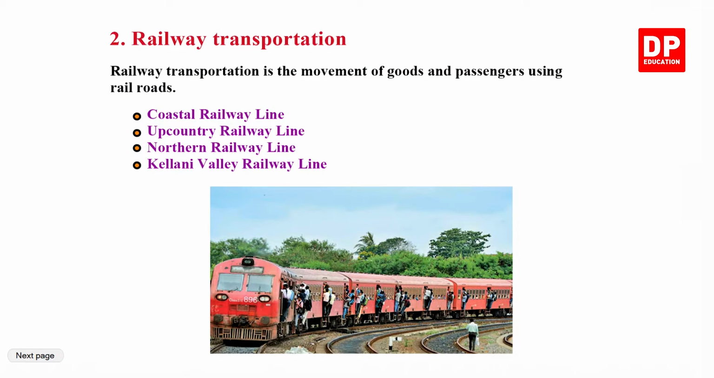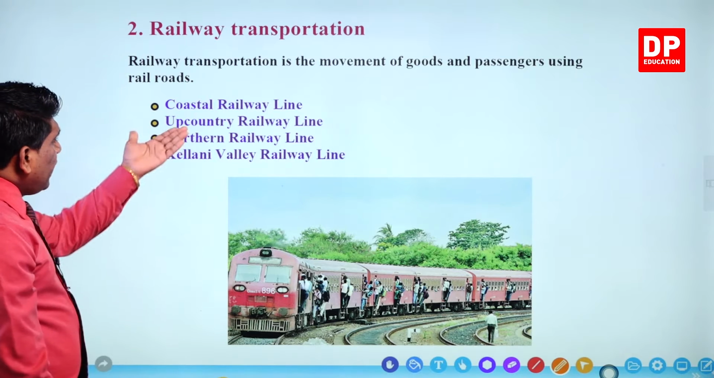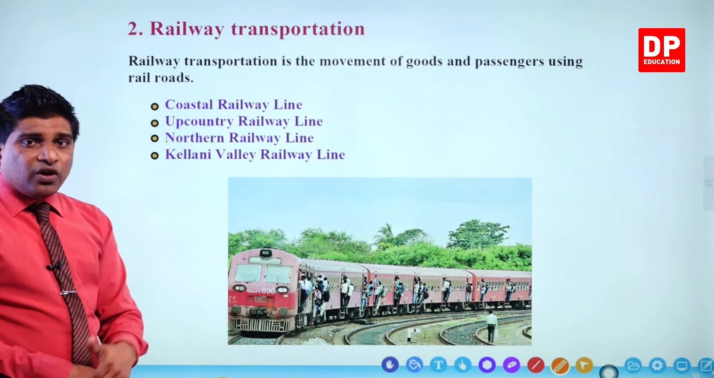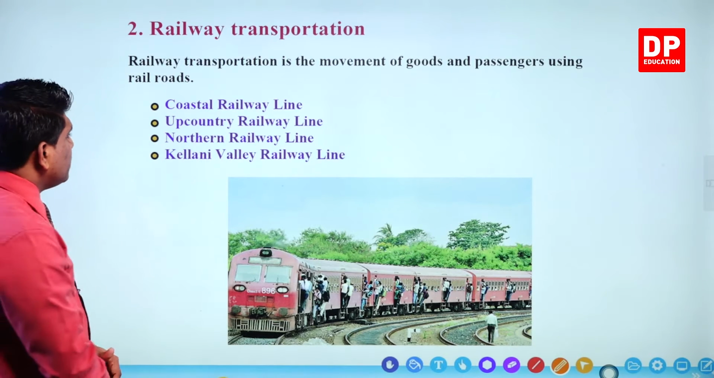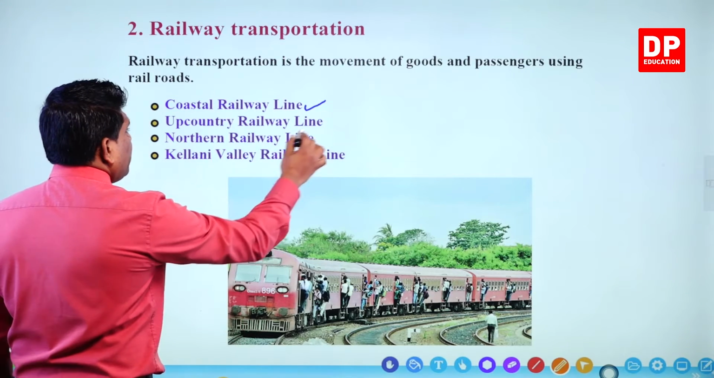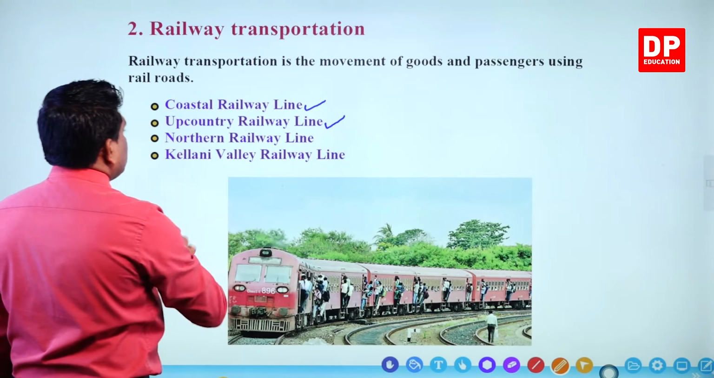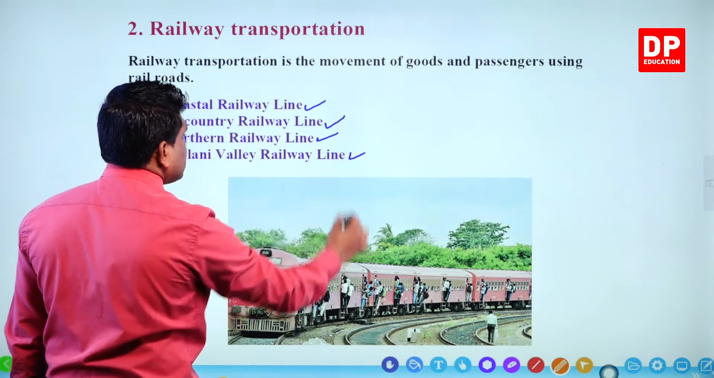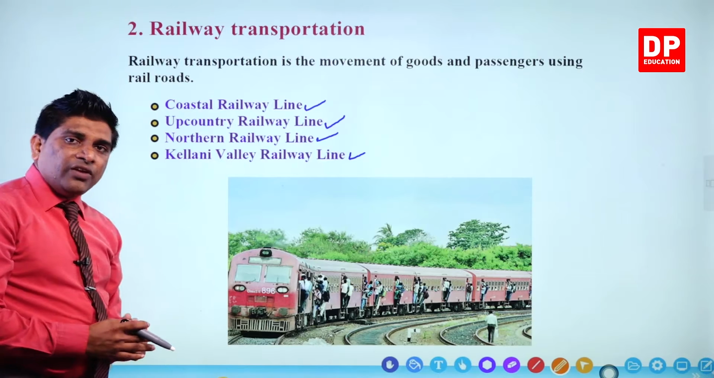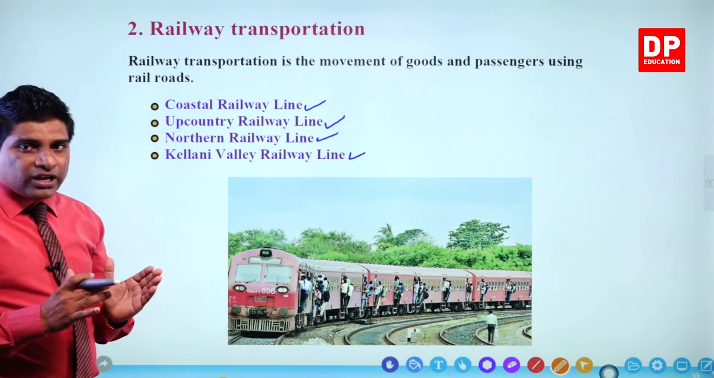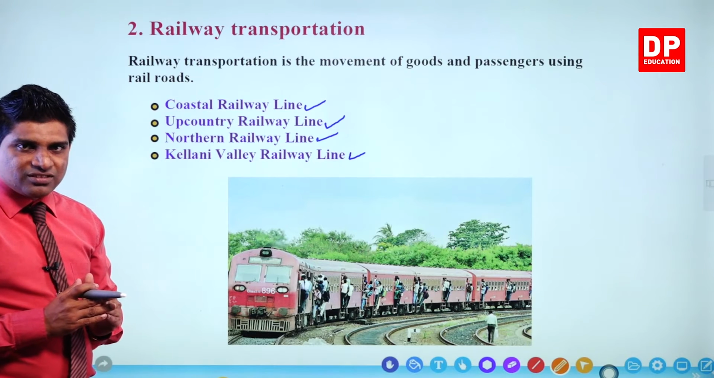Now railway transportation. Here I'll give examples for railway transportation: Coastal railway line, upcountry railway line, northern railway line and Kelani Valley railway line. These are the examples for railway transportation, right?